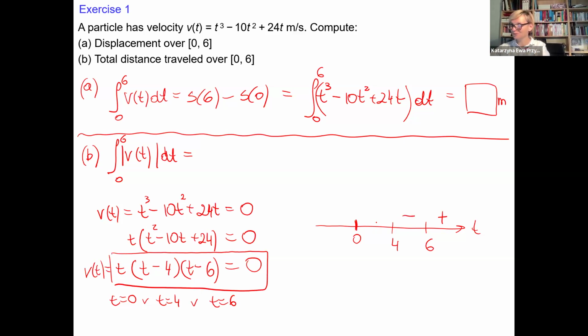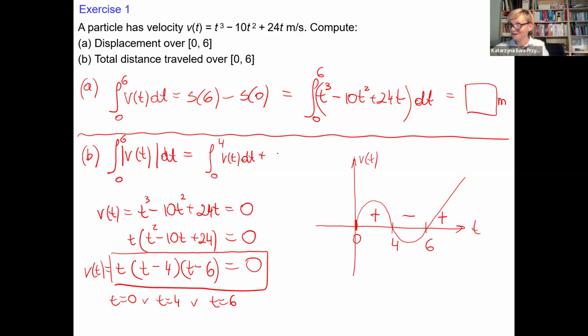And let's substitute 3. 3 minus 4 is negative, 3 minus 6 is negative. Negative times negative is positive. Okay, that means this will be the graph. I don't know exactly how high it is, but it's positive, negative, positive. That we can integrate between 0 and 4 with no problem at all.